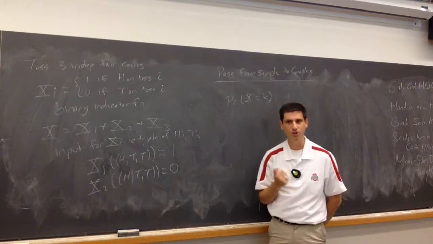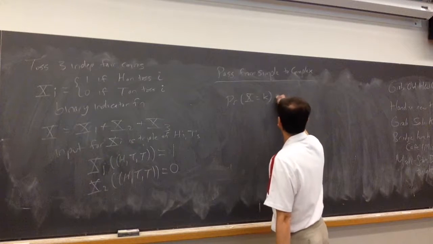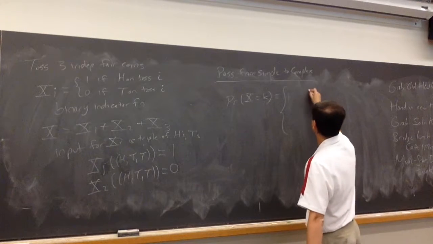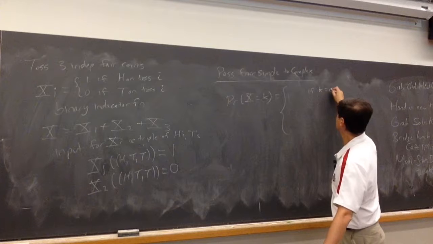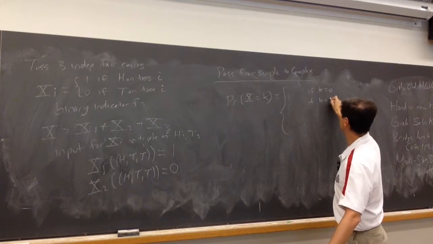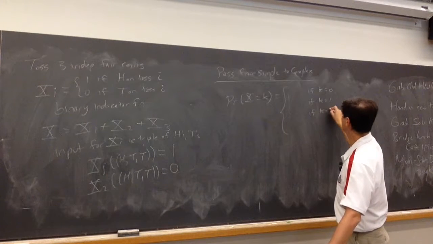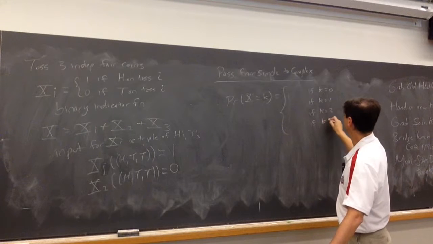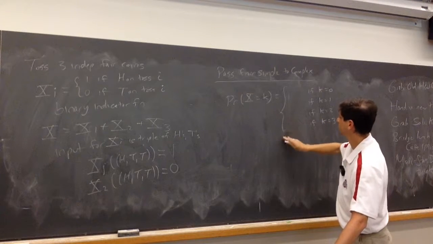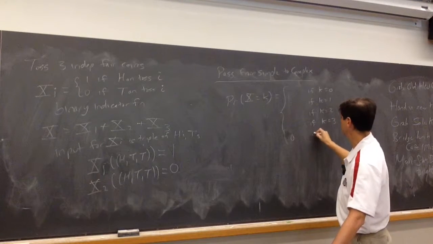Zero, 1, 2, and 3. So it's going to be: if k equals 0, if k equals 1, if k equals 2, if k equals 3, and then 0 otherwise.